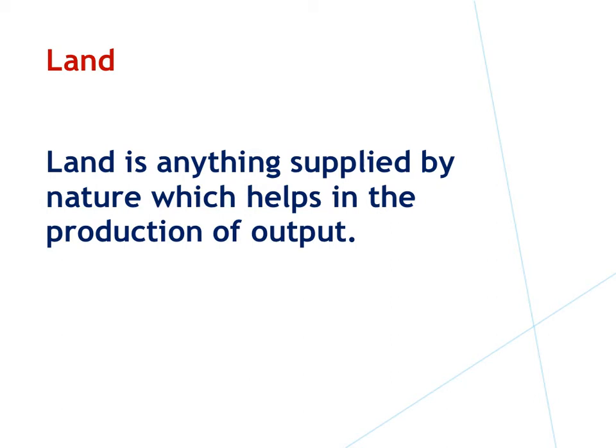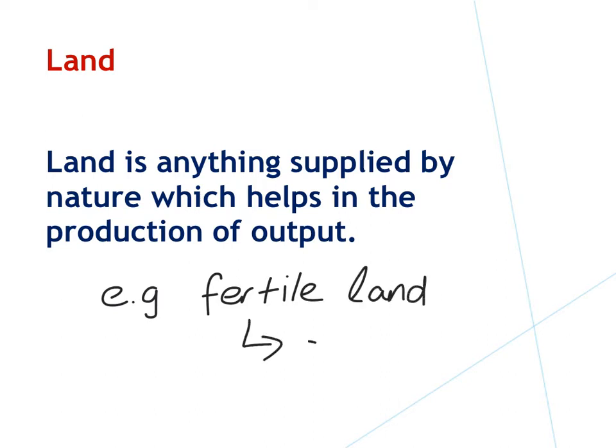So let's look at land then. Land is anything supplied by nature which helps in the production of output. The example there would be fertile land allows for agriculture, so agriculture or farming. And we know that we also can get natural resources as well, such as fossil fuels. We can get water that comes from land, and we use water, so anything that is supplied by nature itself.